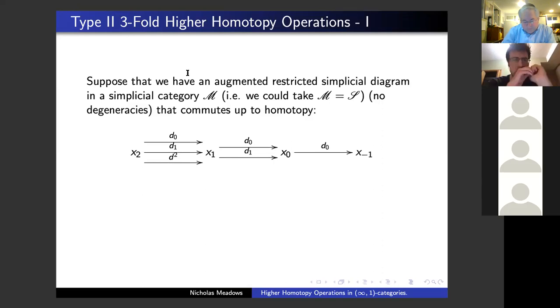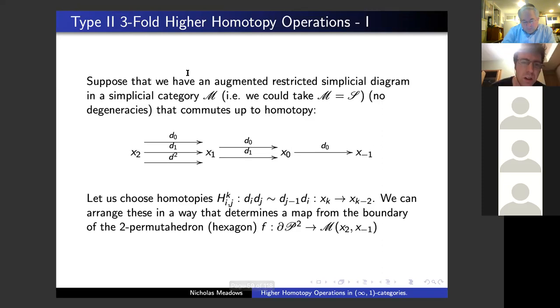So suppose that we have, imagine that we have maps of spaces. So imagine that we have X2, X1, X0, X-1 are spaces, and we have maps, let's say labeled D0, D1, D2, etc., as depicted. And let's suppose that instead of having the simplicial identities hold on the nose, we're going to have them hold up to homotopy. Then we could think of this as a homotopy commutative diagram in spaces.